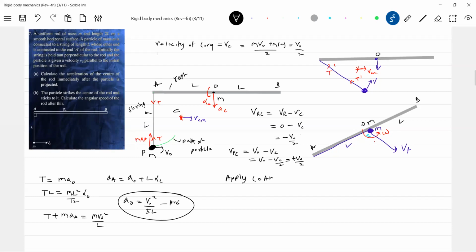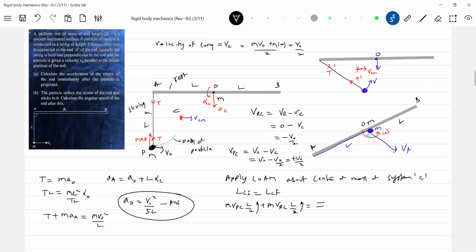Applying conservation of angular momentum about the center of mass of system C. LCI equals LCF. So what is it? M VPC L by 2, that of the rod, M VOC VRC, that of the rod, no? VRC L by 2. Both are in what sense? Anti-clockwise.